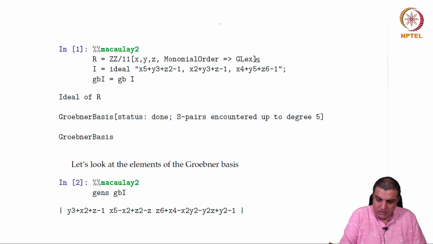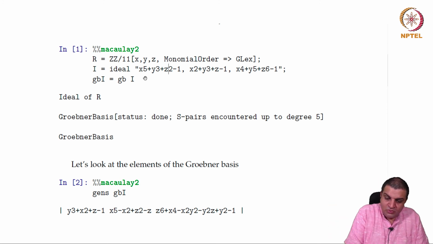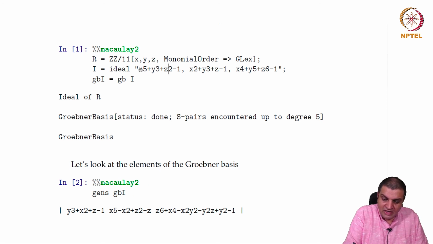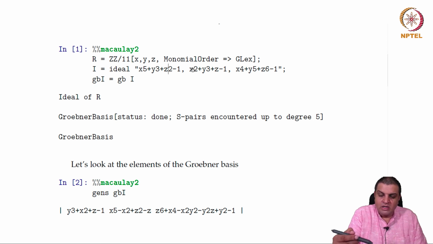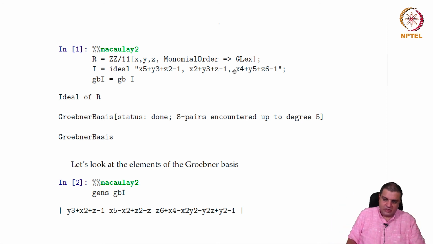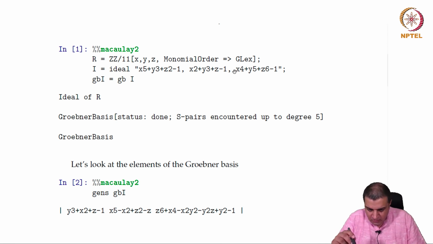So in the first line we just defined a ring, and then in the next line we defined an ideal, and notice the new way in which we have defined ideals. We have just written a string, x5 plus y3 plus z2 minus 1. It will understand it as x to the 5th plus y cube plus z square minus 1. It's a convenient way of entering polynomials into Macaulay 2 if the variables don't have subscripts. If the variables have subscripts, we cannot do it; we have to do it the way we were doing it till now, like x caret 5, etc.